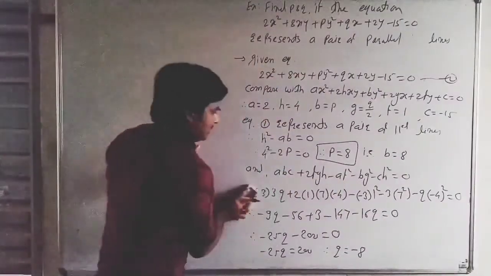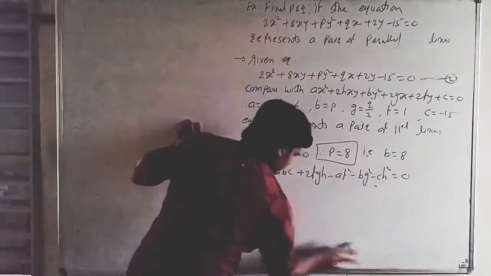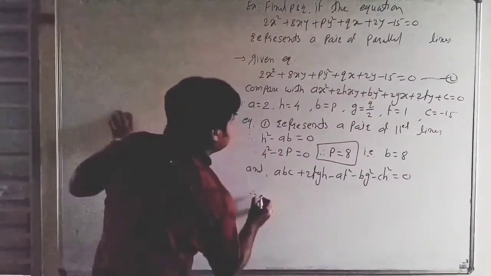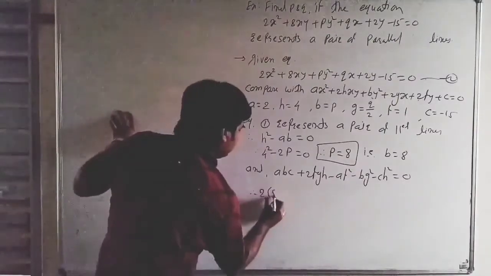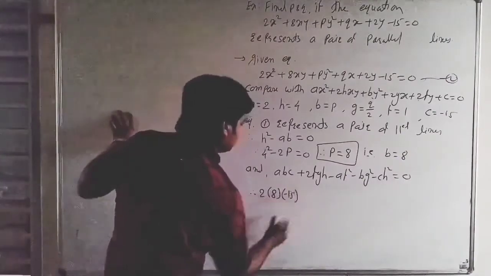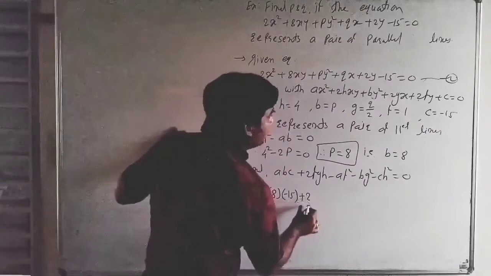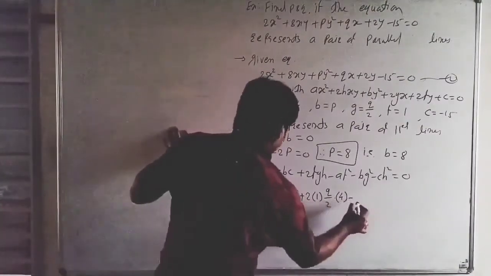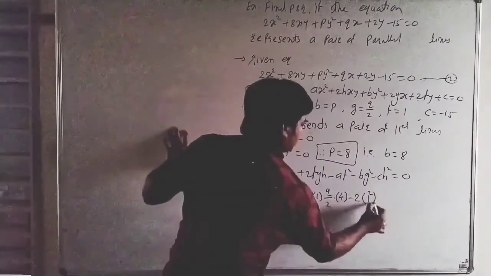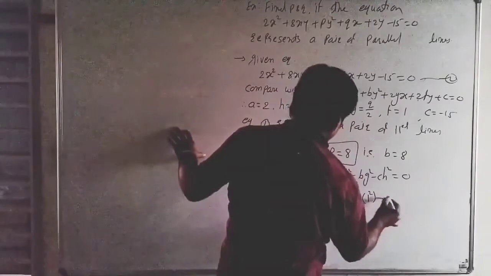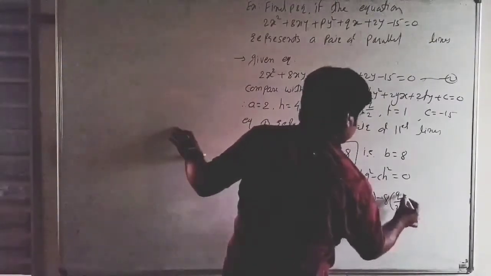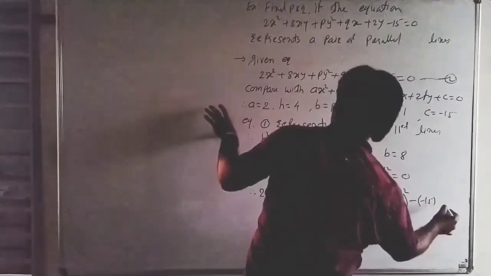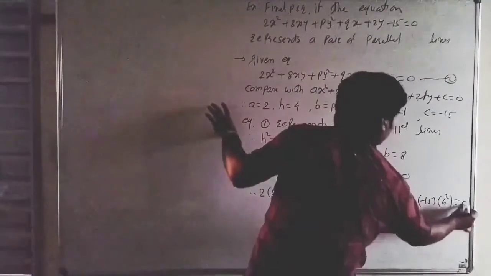Okay. Now the second condition is abc plus 2fgh minus af square minus bg square minus ch square equal to 0. Therefore put all the values a, b, c. a is 2, b is 8, c is minus 15, plus 2, f is 1, g is q by 2 and h is 4, minus 2 into 1 square, minus 8 into q by 2 square, minus 15 into h square, h is 4, equal to 0.